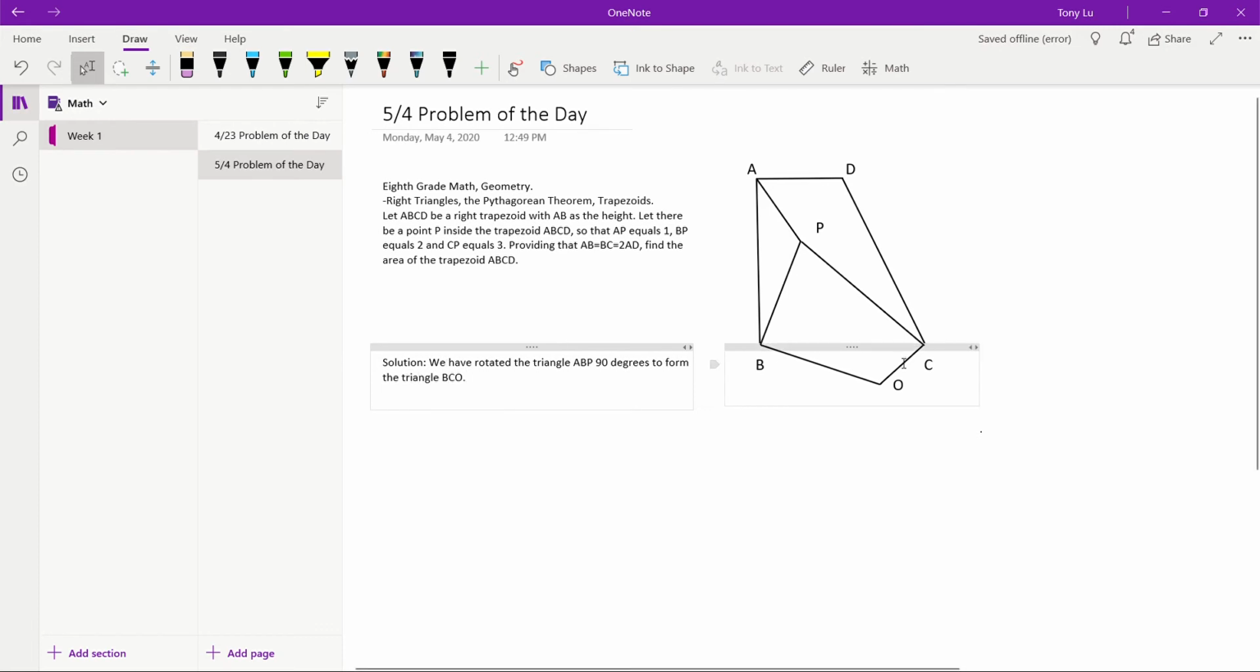So now we have this triangle BCO. There's something neat that we can do here: you might have figured out that the angle PBO is also 90 degrees because it's equal to the angle ABC. This is a property of rotation, since AB is perpendicular to BC, PB will also be perpendicular to BO.